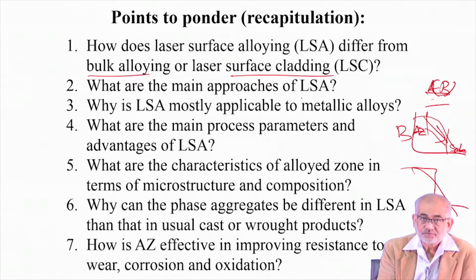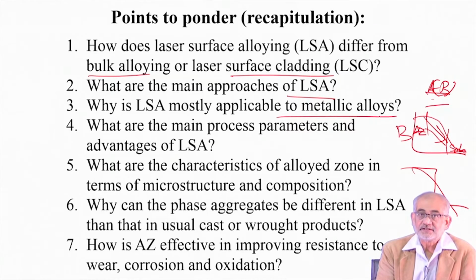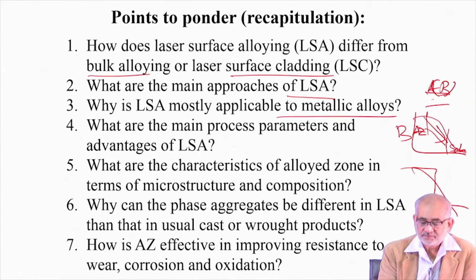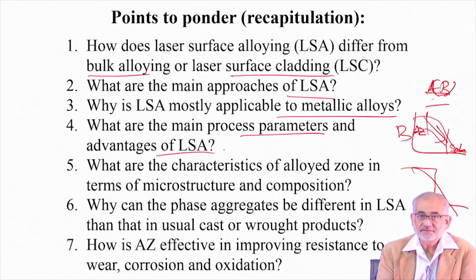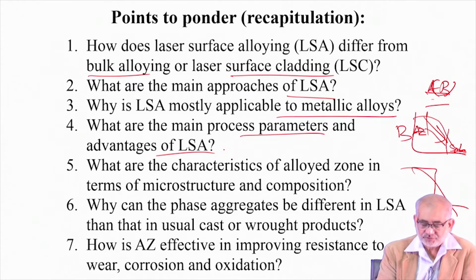The main approaches could be based on co-deposition or prior deposition, pre-deposition. It is mostly applicable to metallic alloys because they undergo complete melting and intermixing in the liquid state, whereas oxides don't have easy liquefaction facility. The main process parameters, just like any other laser processing, will be the power density and interaction time, and of course the location of the focus and the composition of the layer that you create, and so on, the alloying elements that you feed in.